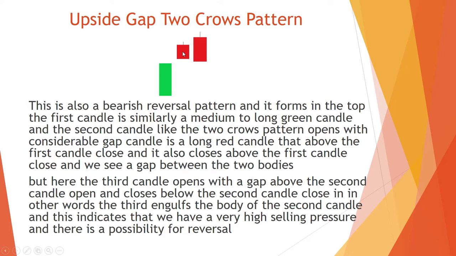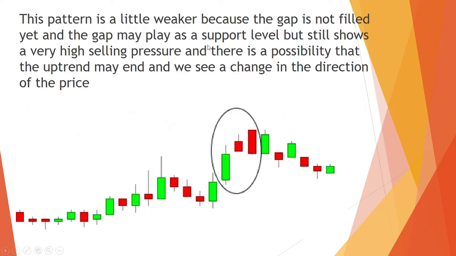But here the third candle opens with a gap above the second candle close. In other words, the third candle engulfs the body of the second candle. Okay, so we see here that this one engulfs the body of this candle. And this indicates that we have a very high selling pressure and there is a possibility of a reversal. In this pattern, it's a little weaker because the gap is not filled yet, and the gap may play as a support level, but it still shows a very high selling pressure, and there is a possibility that the uptrend may end.